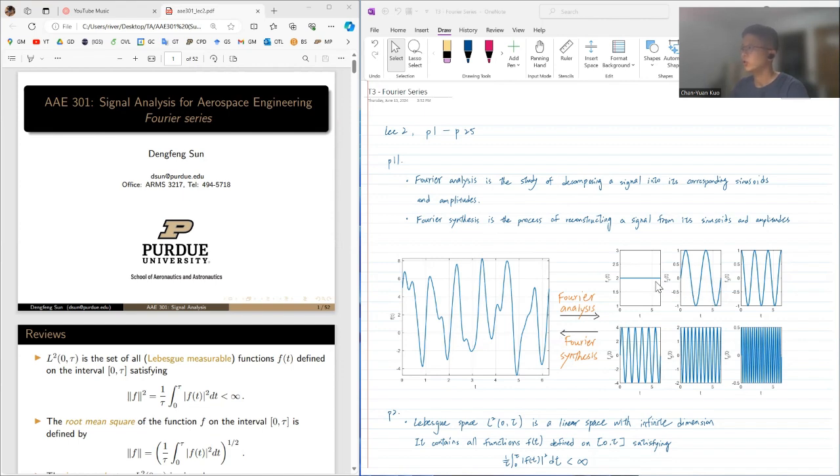Say now we have these 6 signals, and we are asked to reconstruct the original complicated signal. What we can do is run Fourier synthesis on these signals, and what it will give us in the end will be this complicated signal on the left.